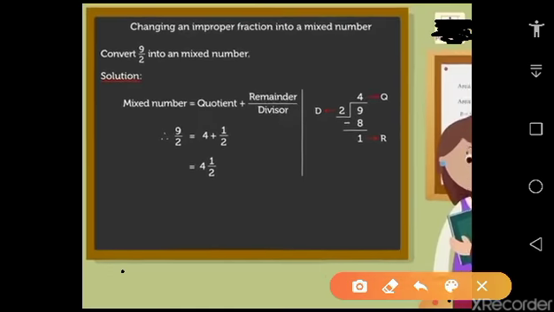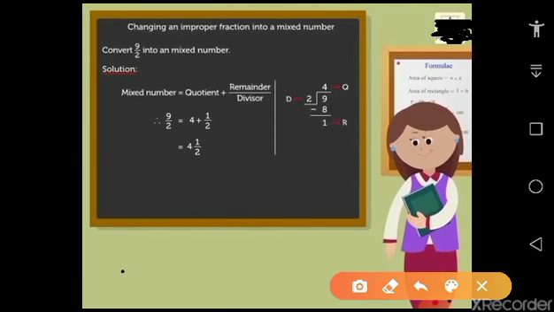Children, wasn't revising fractions fun?